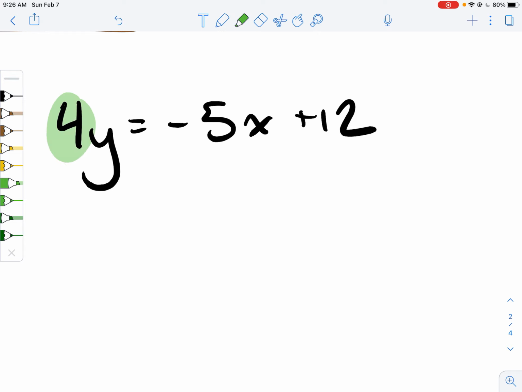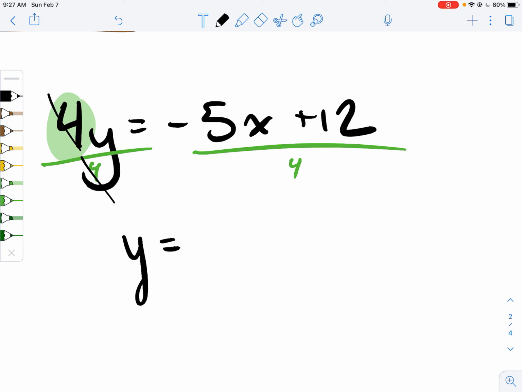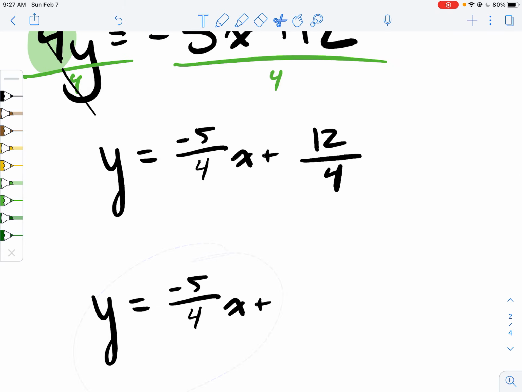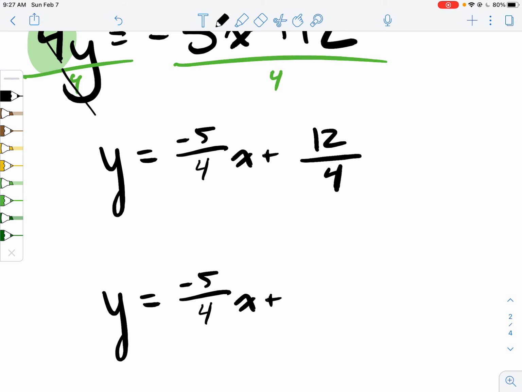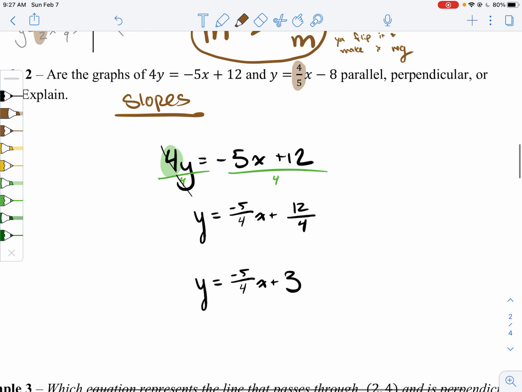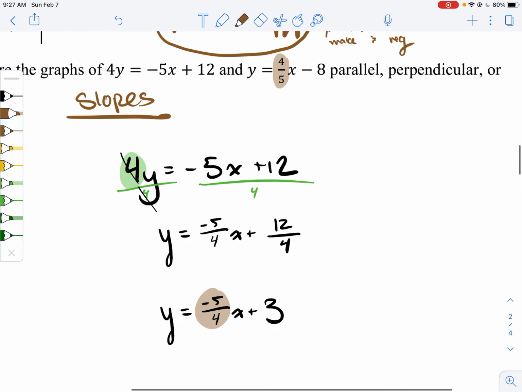We've got this 4 times y, so we're going to divide everything by 4 to get rid of that. On this side, they cancel out, which is super nice. It's the whole reason why we did it. Then we get -5 divided by 4 times x plus 12 divided by 4, which is 3. So this one is actually just -5/4 x plus 3. Okay, now we can look at its slope. Its slope is -5/4.